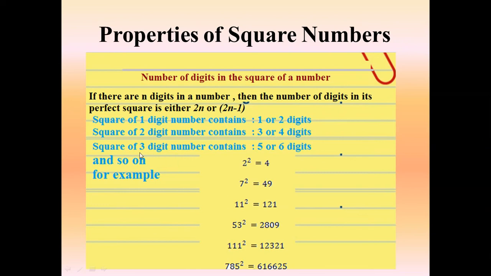If the number consists of 5 digits, suppose, then its square must contain twice of 5, that is 10, and 1 less than 10, that is 9. So its square contains 9 or 10 digits.